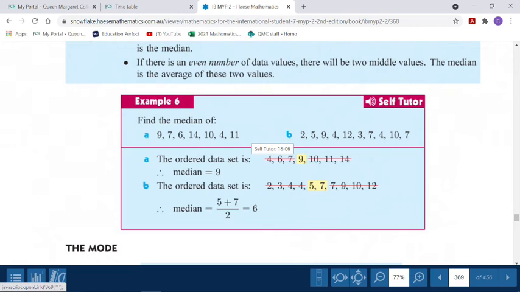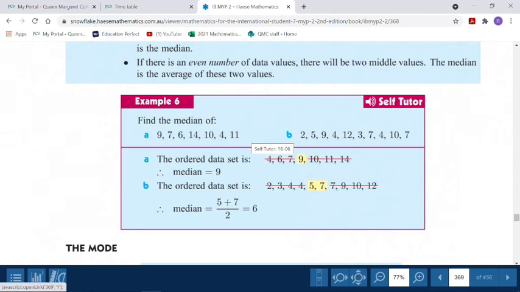Now, the first thing you have to do, though, is do what with these numbers? Put them in order. So they put them in order, and the number in the middle, when they put them in order, is 9. Look at this. If you didn't put them in order, the number in the middle is 14, and you'd be wrong. They have to be in order.